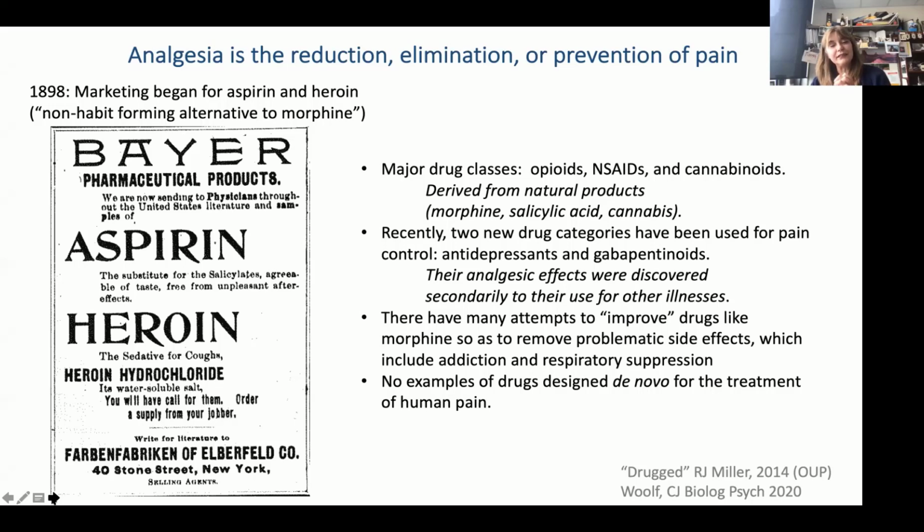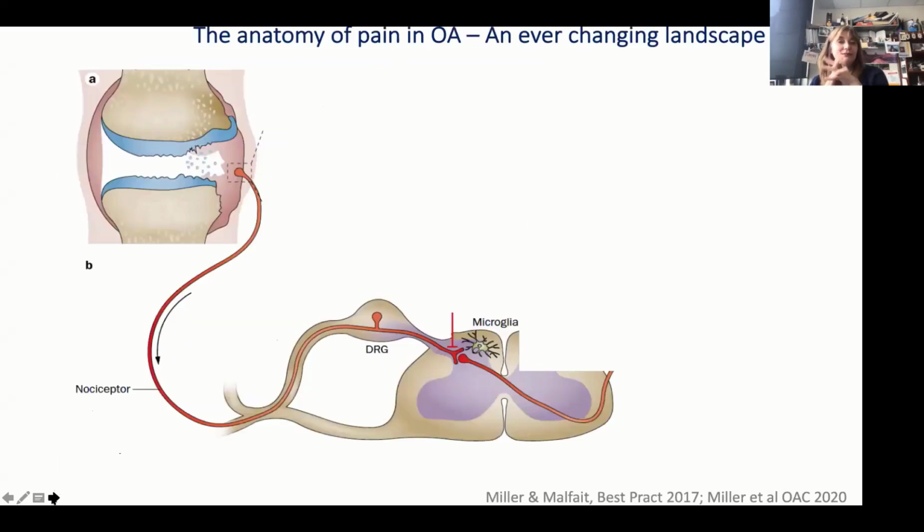And then recently, for osteoarthritis pain and pain control, two new drug categories were added, so antidepressants and gabapentinoids. But it's interesting to consider that the analgesic effects of those drugs were discovered secondarily to their use for other illnesses, such as depression or epilepsy. There have been many attempts to tamper with morphine and make it less addictive and change it. But the bottom line is that there are actually no examples of drugs currently designed de novo ever for the treatment of human pain, which I think is kind of interesting. So chronic pain.